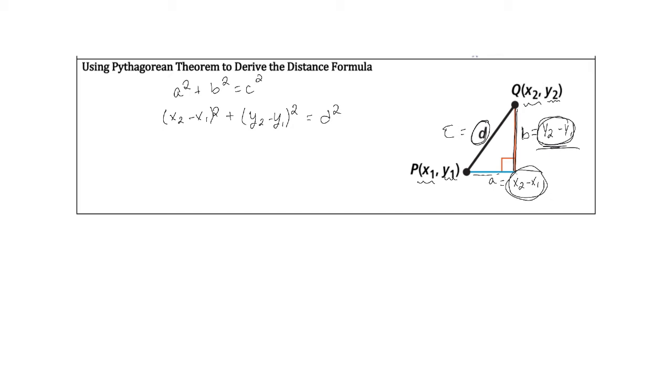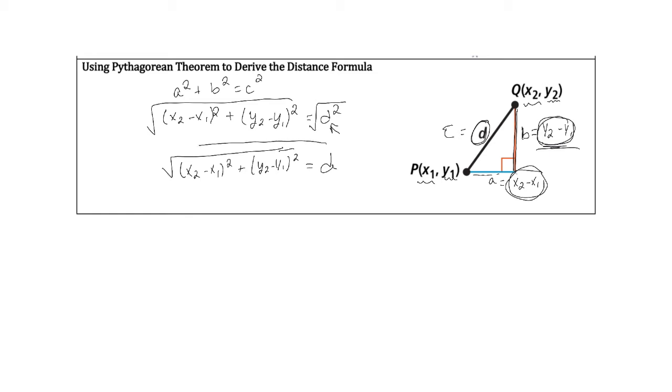Okay, now D is what we're solving for. To get just D instead of D squared, we need to take the square root of both sides. So we get the square root of x2 minus x1 squared plus y2 minus y1 squared, and that's equal to just D, because the square root of D squared is just D. And this is our distance formula. So we get our distance formula from using the Pythagorean theorem.